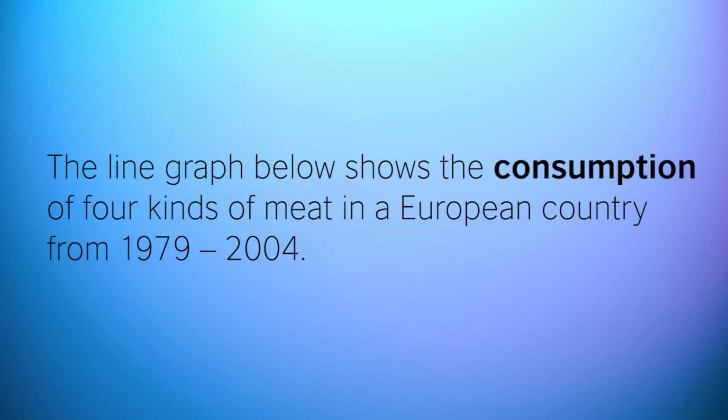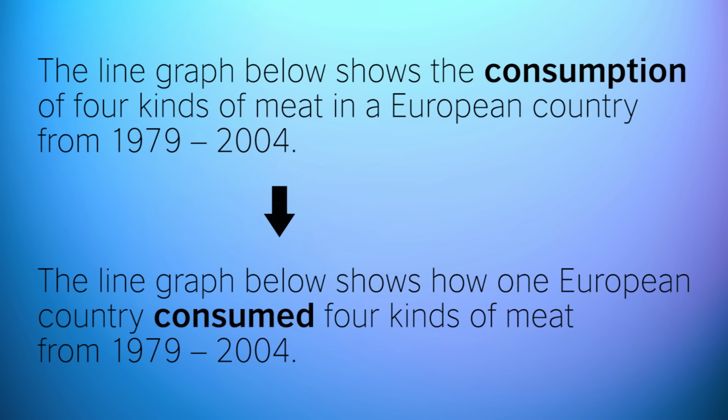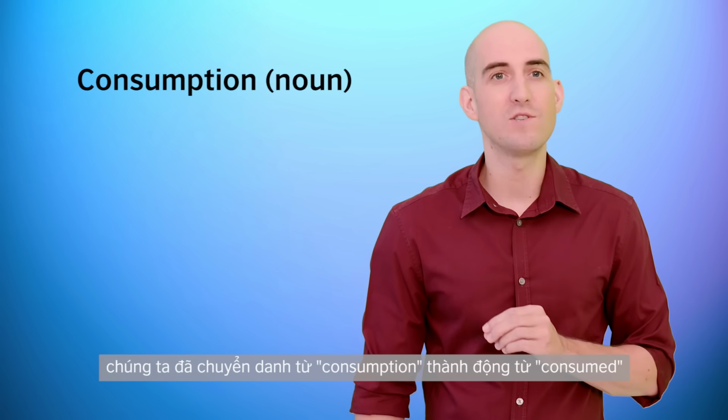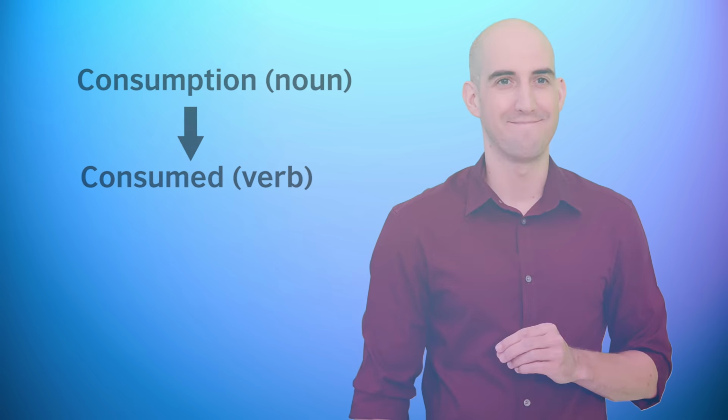The line graph below shows the consumption of 4 kinds of meat in a European country from 1979. Now, in our paraphrased example, we read, "The line graph below shows how one European country consumed 4 kinds of meat from 1979 to 2004." Here you can see that in order to paraphrase effectively, we change the noun consumption to its verb form consumed.